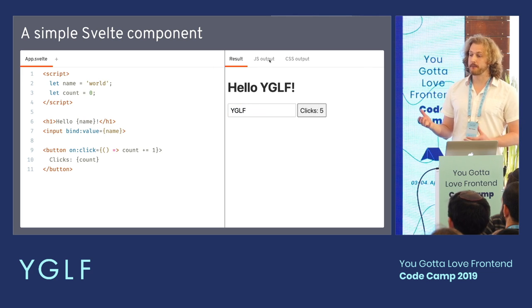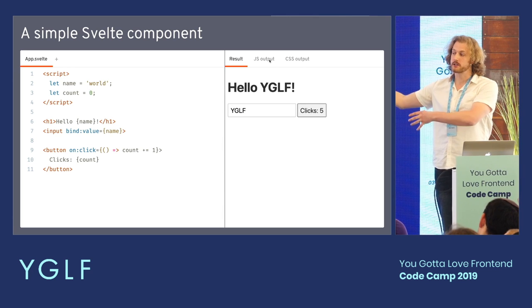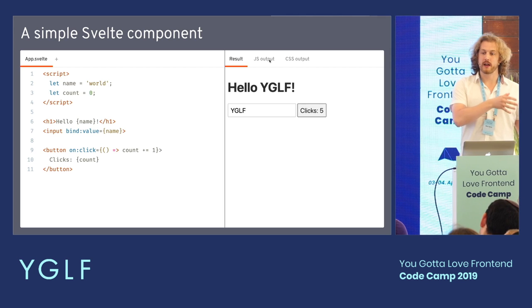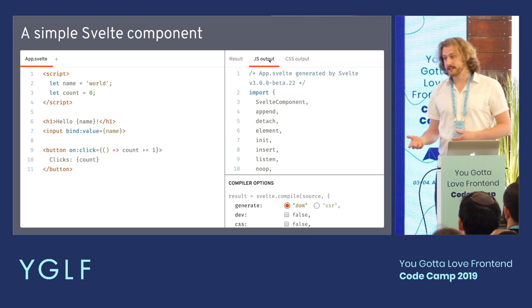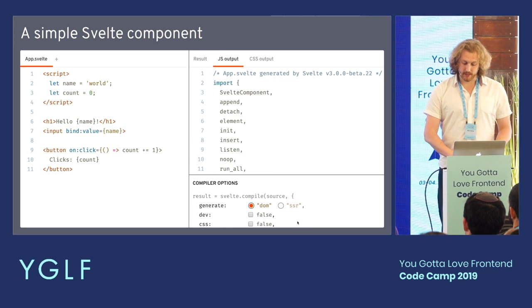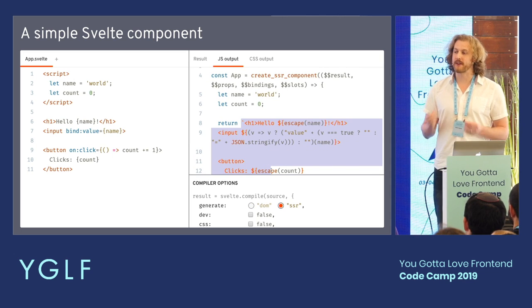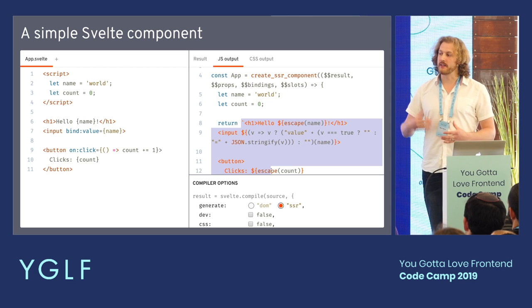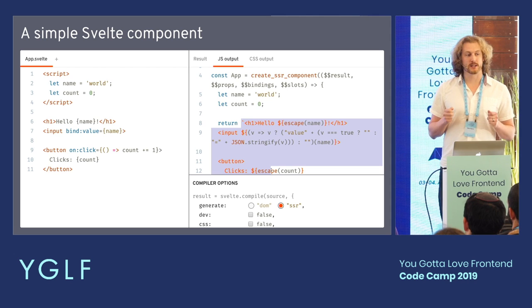Now, an interesting thing about doing it this way, putting JavaScript in our HTML instead of putting HTML in our JavaScript, is that we can compile it to different outputs depending on the needs that we have. So far, we've been looking at a JavaScript class that updates and manipulates the DOM, but we can also do server-side rendering. In SSR mode, all we're doing is concatenating a string, and this is orders of magnitude faster than creating a component tree and then serializing it. What this means is that if you do server-side rendering with Svelte, your AWS bills will be lower. Tell your product managers.